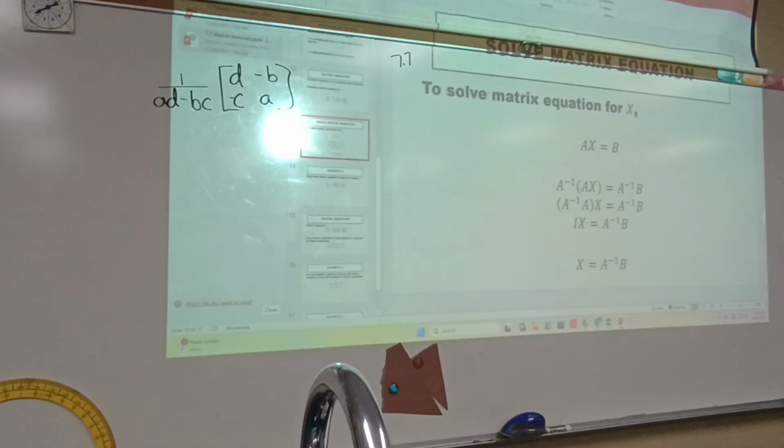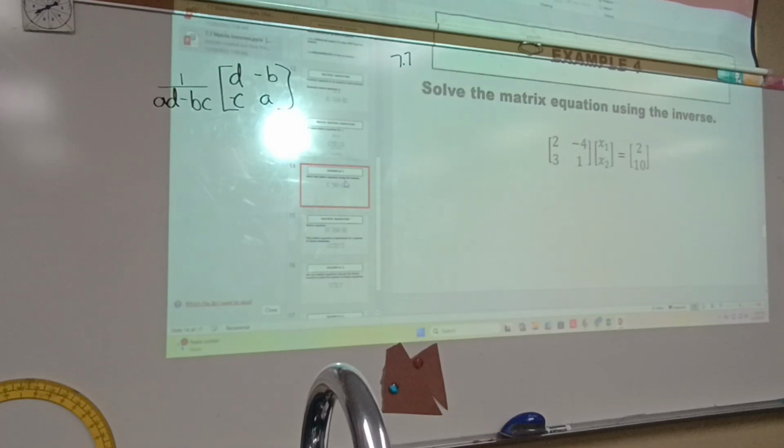Yeah, it is all going to be on calculator. Yep. This is the proof of why it works. This is what I just said, right? Multiply both sides by the inverse. So let's do it. So here's what I would do.